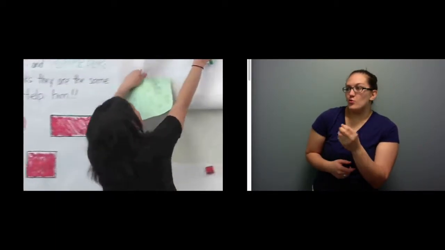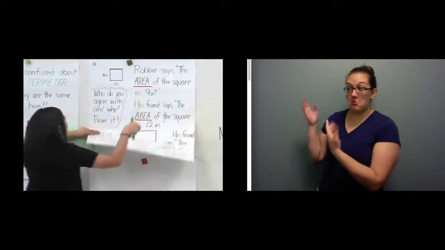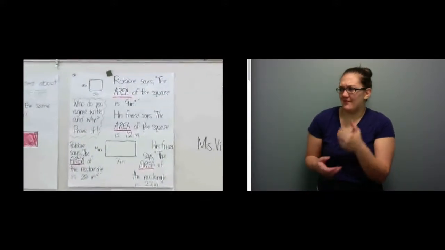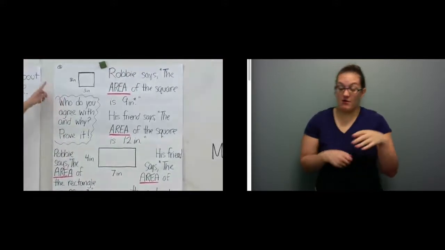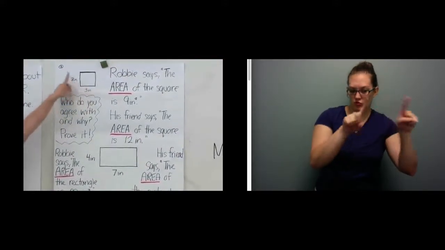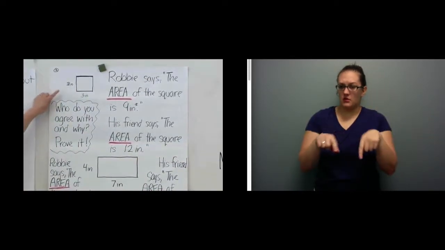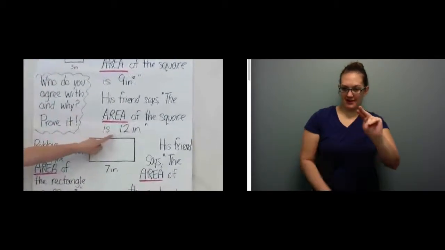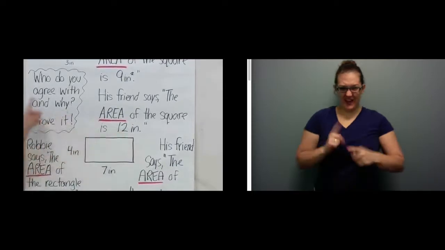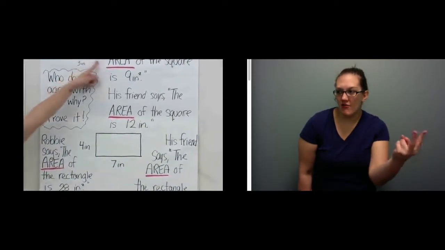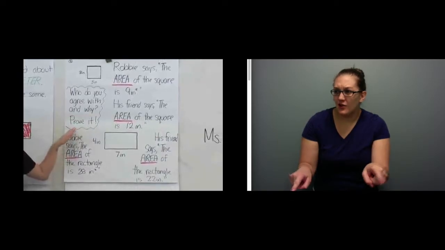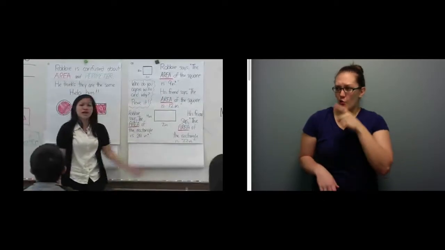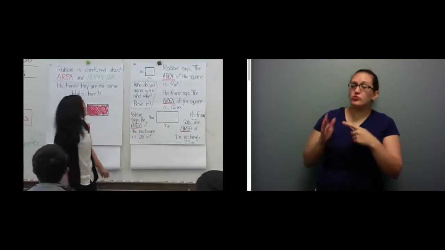So the problem goes like this. Robbie says thank you. You guys helped him distinguish between area and perimeter. And he says that in this square, which is 3 inches in length and 3 inches in height, the area of the square is 9 square inches. His friend, though, says, nope, it's 12 inches. Can you tell me who you agree with, Robbie or his friend? And on your paper, tell me why. I want you to prove it. You don't have to copy the question. You can just show your thinking.